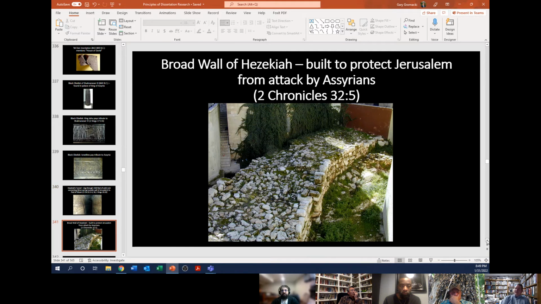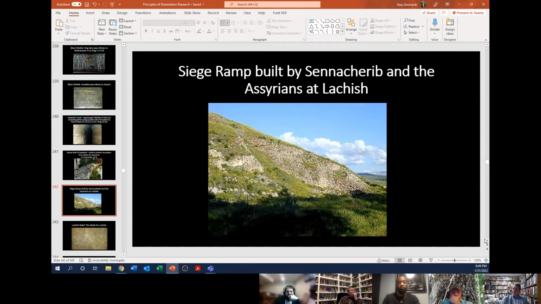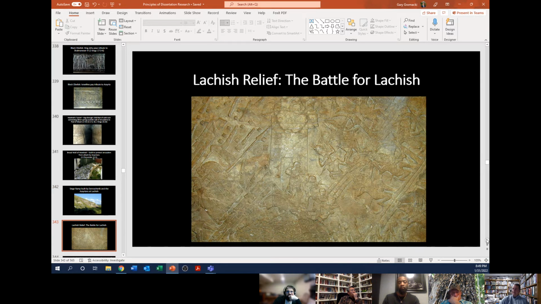Speaking of protection, Hezekiah built this wall for protection from the attack by the Assyrians. It's called the Broad Wall of Hezekiah, mentioned there in 2 Chronicles. Here is the siege ramp built by Sennacherib and the Assyrians at Lachish, and the relief of the battle for Lachish as the Assyrians began their attack against Israel, the northern tribes. Of course, they took them into captivity, 722 BC.